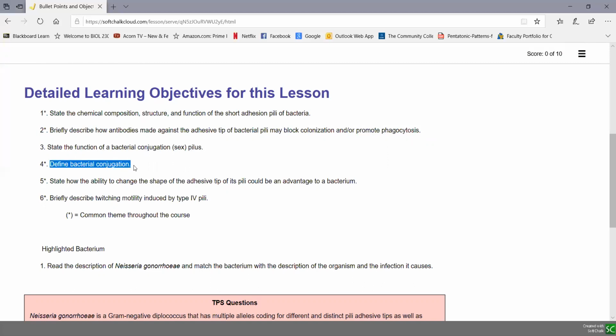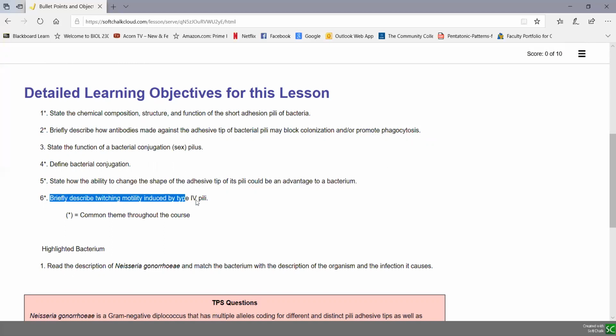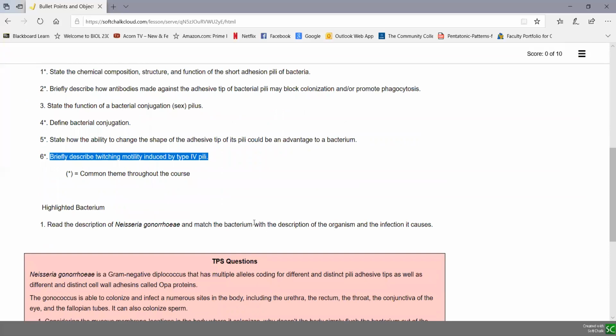Define bacterial conjugation. State how the ability to change the shape of the adhesive tip of its pili could be an advantage to a bacterium. And briefly describe twitching motility induced by type 4 pili. And we have one highlighted bacterium in this SoftChalk lesson, Neisseria gonorrhoeae, which causes gonorrhea.